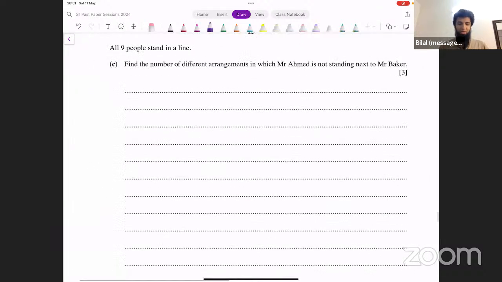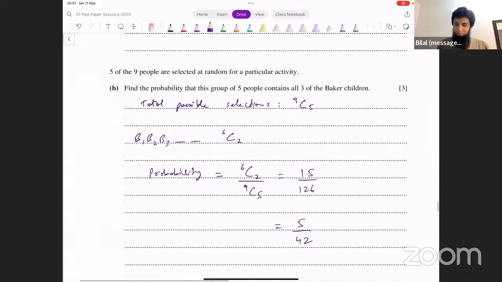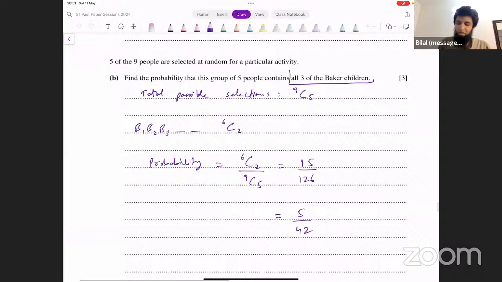Let's move on. Now it says all 9 people. It says all 3 Baker children are selected. So we could say if we wanted, select 3 out of those 3 Baker children. It doesn't make any difference, right? All of them have to be there, right? 3C3. That's just 1. 3C3 is 1. So if we wanted, we could do that as well. We'd still get the same thing.